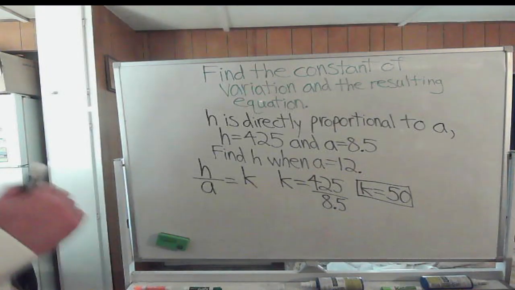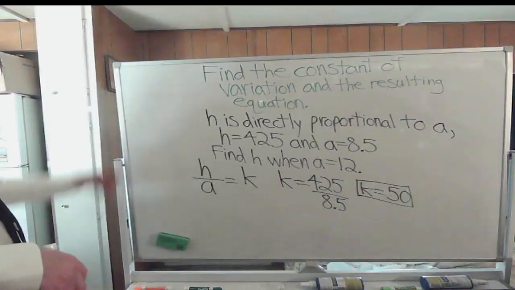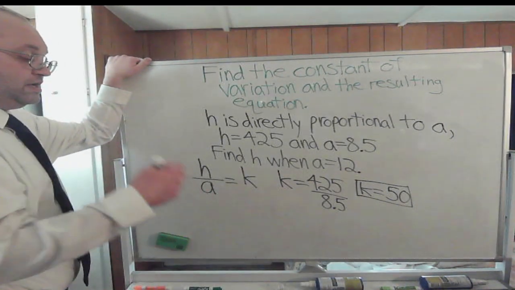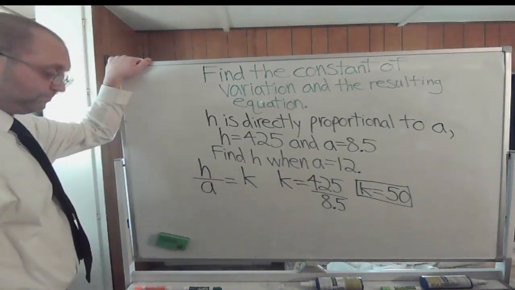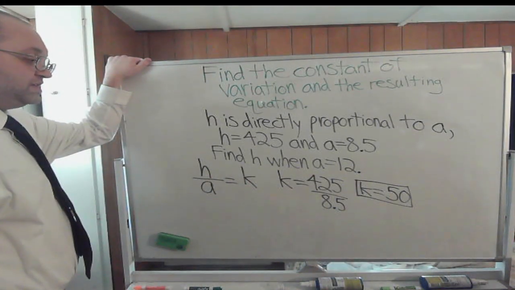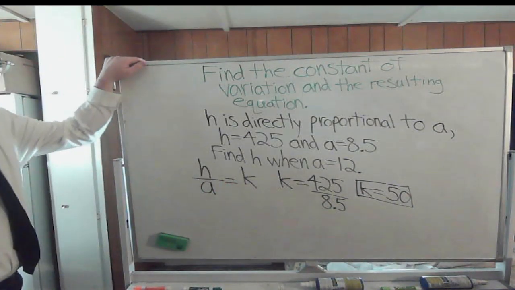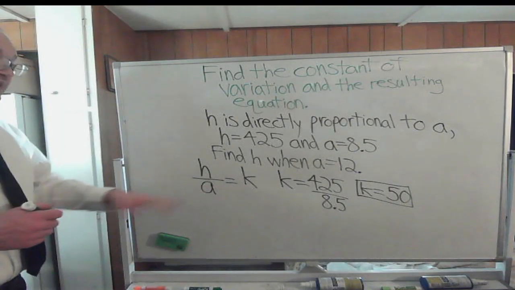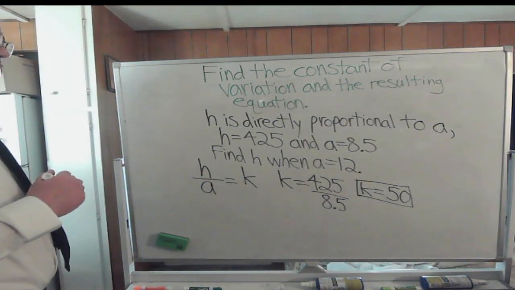For a type of problem like this, we have two options. We can either find the equation how it actually should be, which would be h equals ak, or since we've obtained our constant of variation, that's equal to 50, we can leave this alone. What we can do next is going to make this easier.